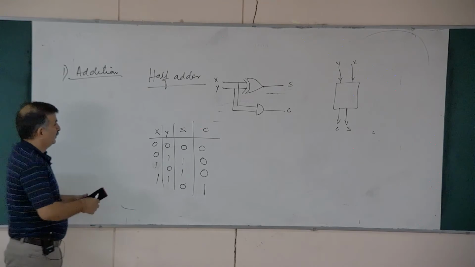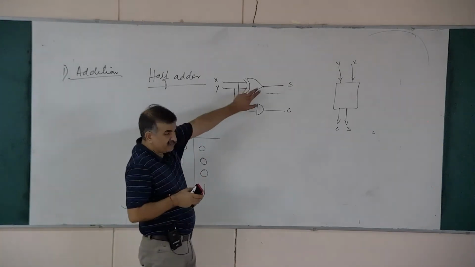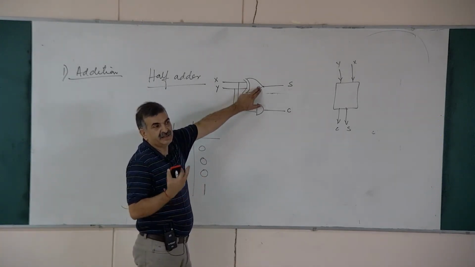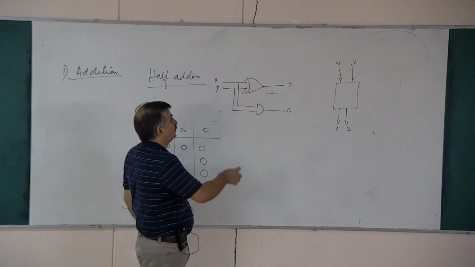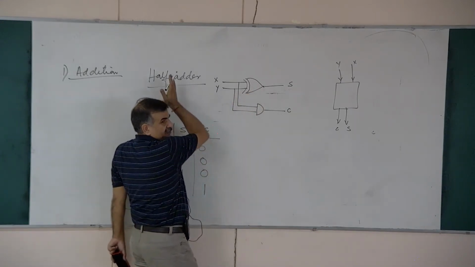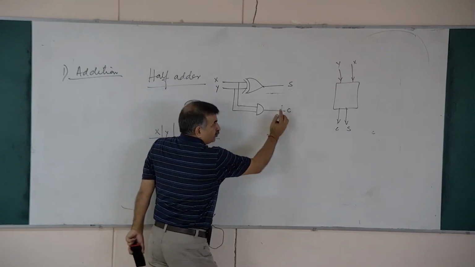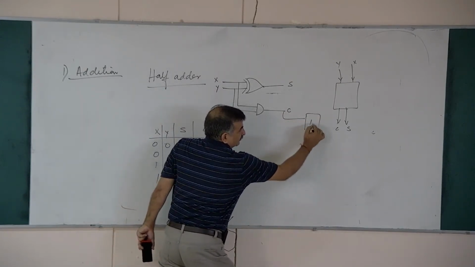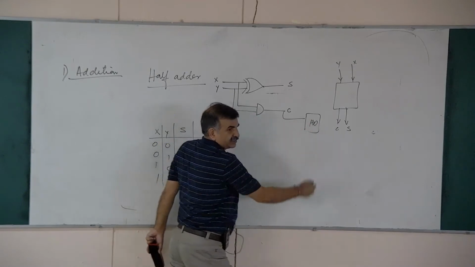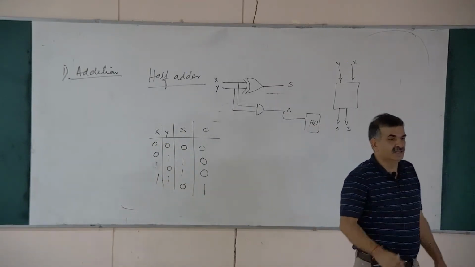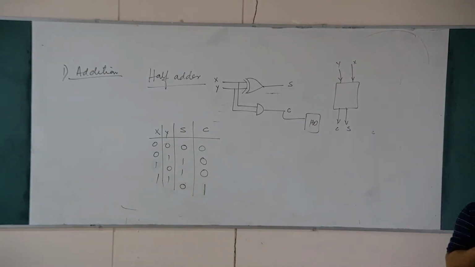Now the problem with this circuit is that it does not take into account the previous carry. For example, if we are forwarding the carry output of this to some other half adder, there is no carry input in that other hardware. So that means a half adder behaves independently. It is not dependent on each other.